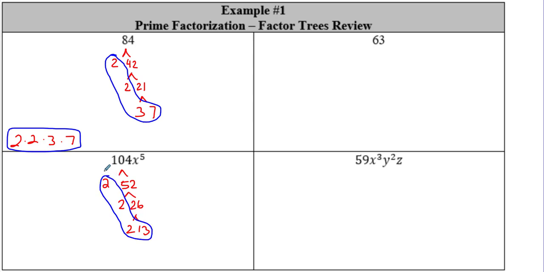And I'm just circling those up. Remember, we are using this outer row down to these bottom ones. These ones on the right do not matter to us. But we also have this variable. How can we break this down? Well, if we multiplied x times x times x times x times x, we would get x to the 5th. So that means there are 5 x's here. These are all factors. So then our fully prime factored value at the bottom would be 2 times 2 times 2 times 13, and then times 5 x's.